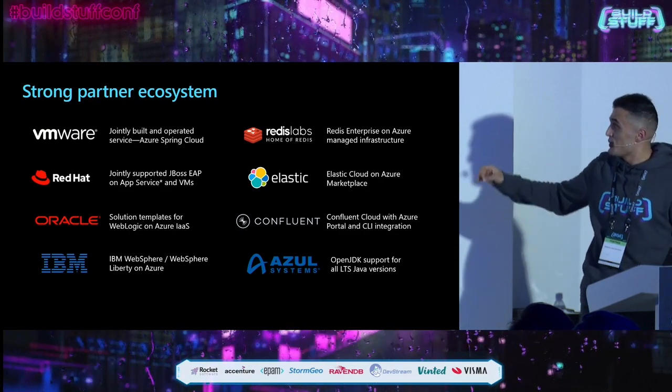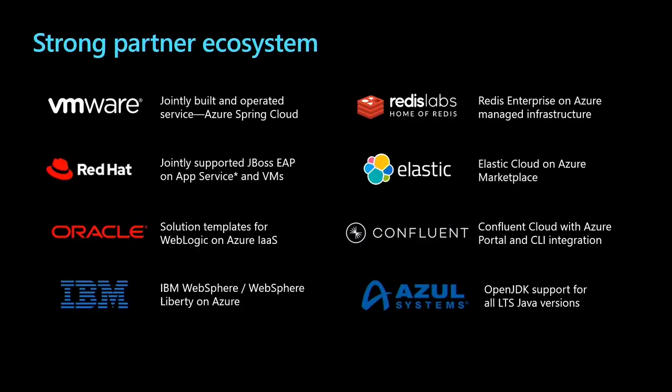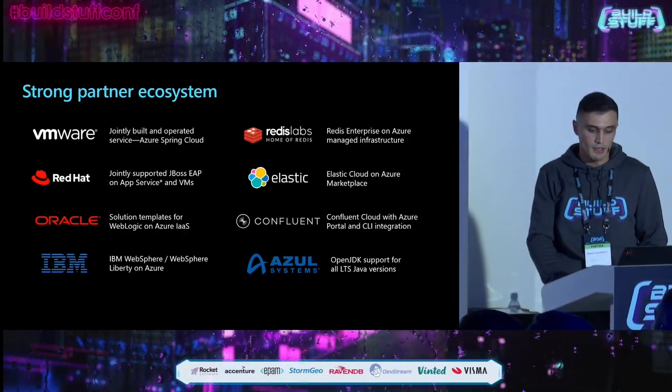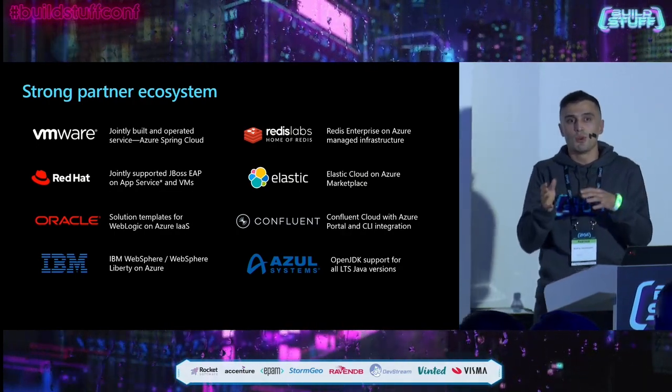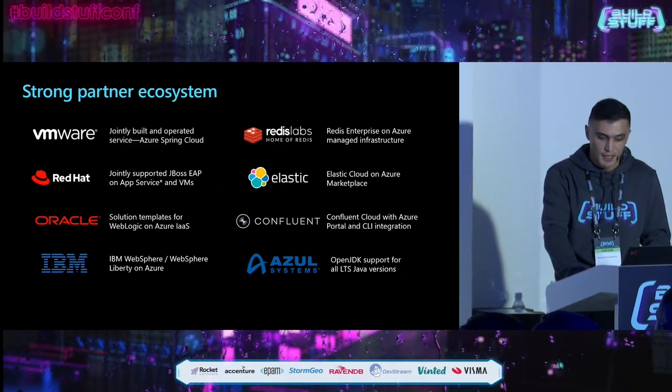Over the past few years, we have also had lots of strategic partnerships with major vendors in the Java ecosystem. As you can see here, we have Red Hat, VMware, Oracle, IBM, all these partners. They are helping Java developers build and deploy their Java applications without worrying about infrastructure.